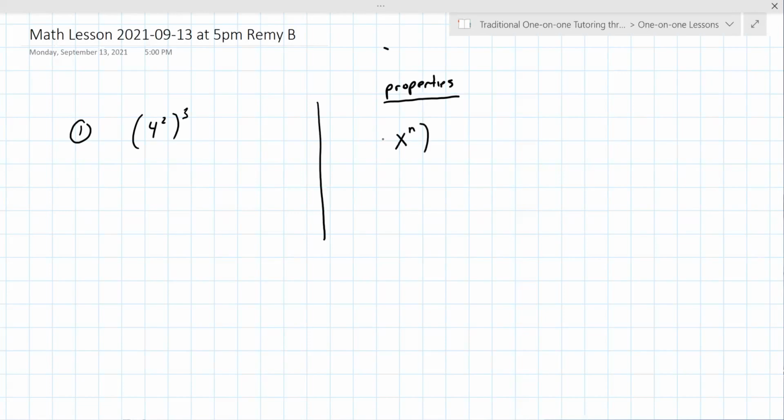And let me actually start with number 1, which says 4 squared to the power of 3. There's a bunch of properties of exponents that you have to know, and I'll try to show them over here on the right. The first one is when you have an exponent to another exponent, you end up multiplying the exponents. So this becomes 4 to the power of 6, 2 times 3.